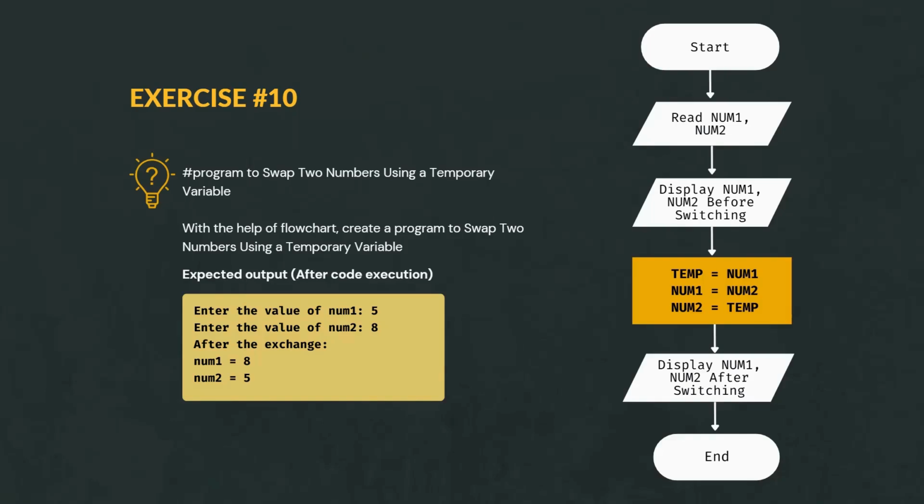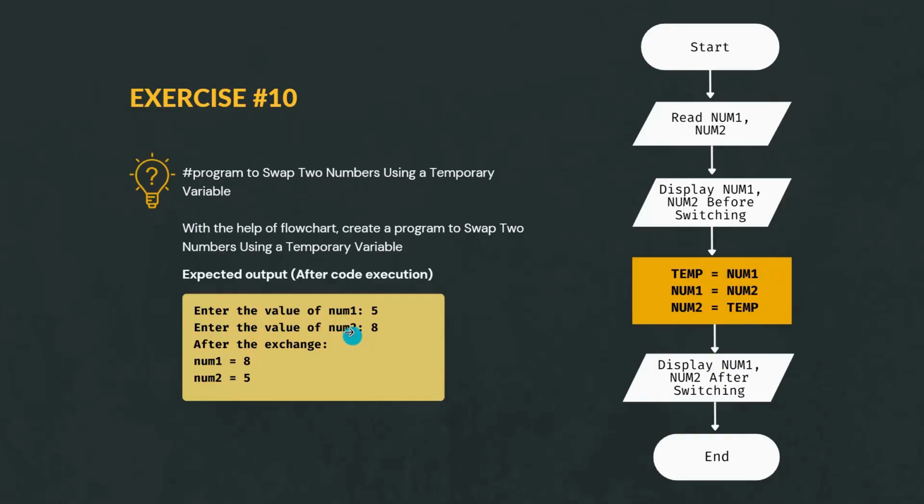Let's first take a quick look at the flowchart before jumping into the code. So here is what happens step by step. We start by reading two numbers and let's call them num1 and num2. And we introduce a third variable called temp, which is here, to temporarily hold the value of num1. Then we assign the value of num2 to num1. I hope you're getting my point. And finally, we put the value stored in temp into num2. So just like that, the values are actually swapped.